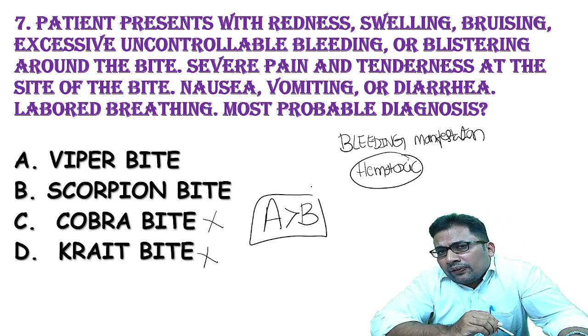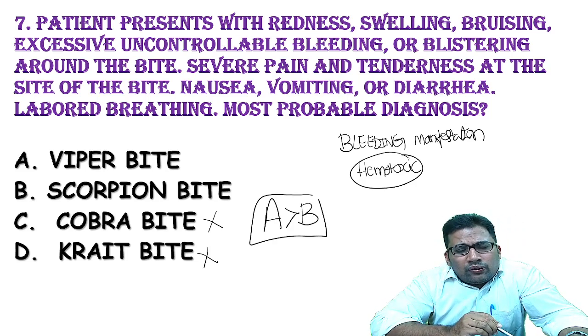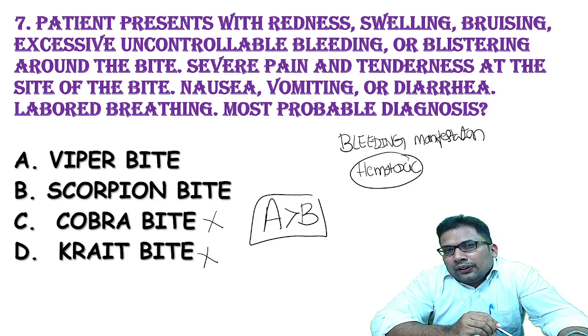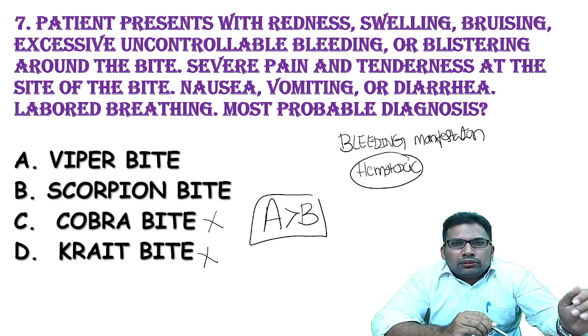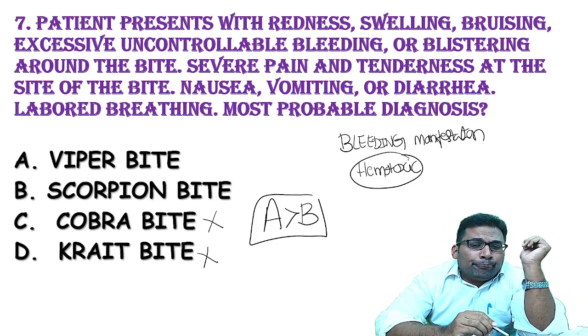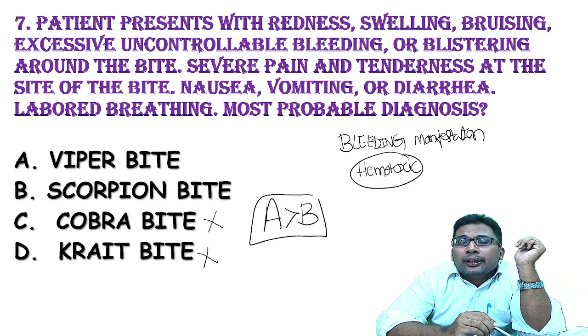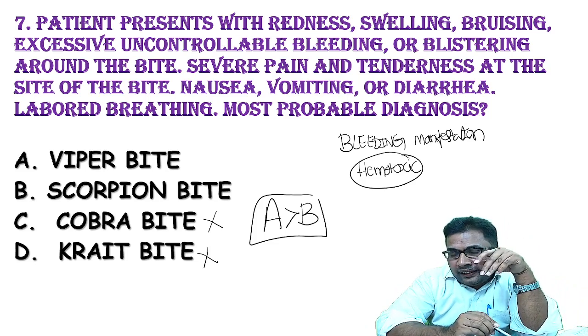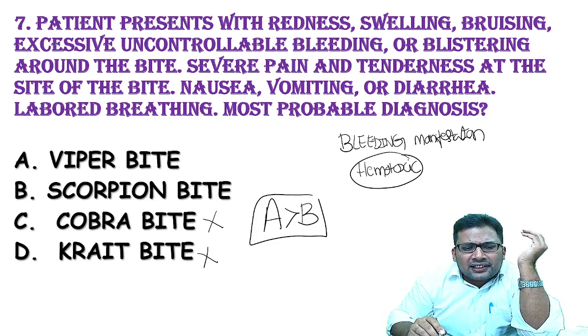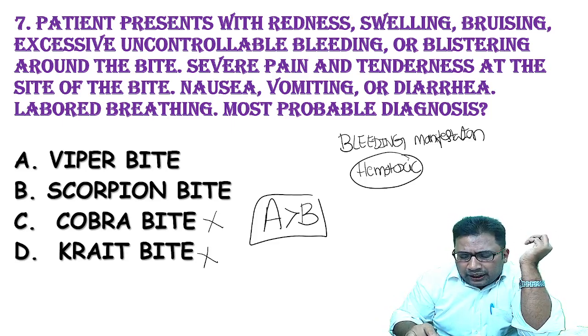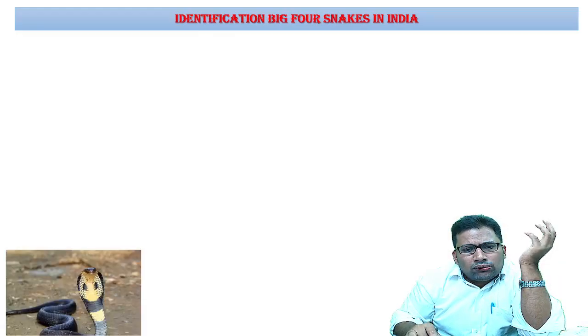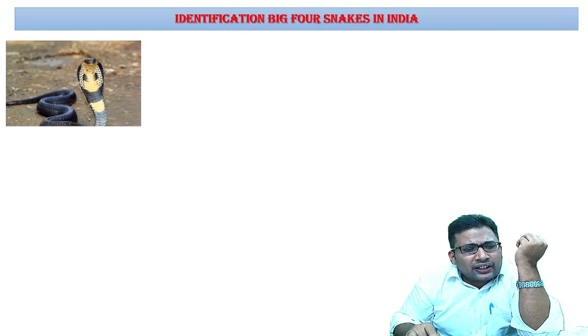Because this was asked in one of the INI-CET exams, one of the very important findings in case of scorpion bite is excessive, uncontrollable pain. So that is the very important finding that we'll discuss in the next slide. So I think it is viper bite rather than scorpion bite. As we know, snakes are very commonly asked in the exam.